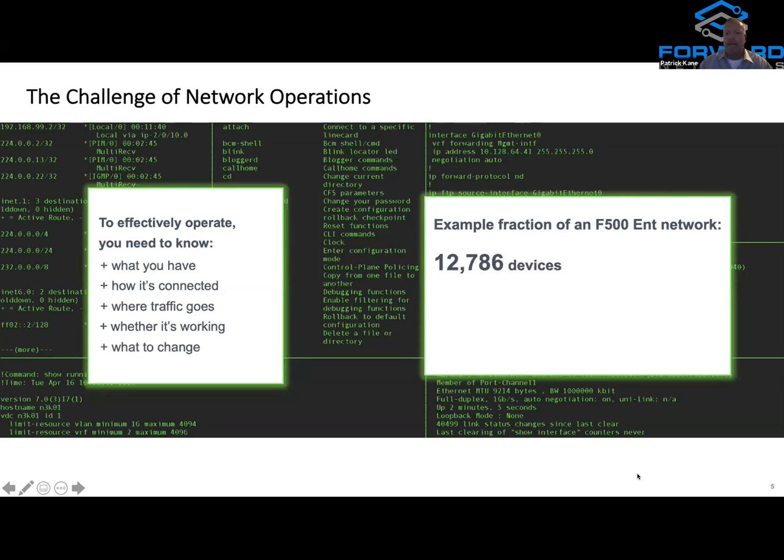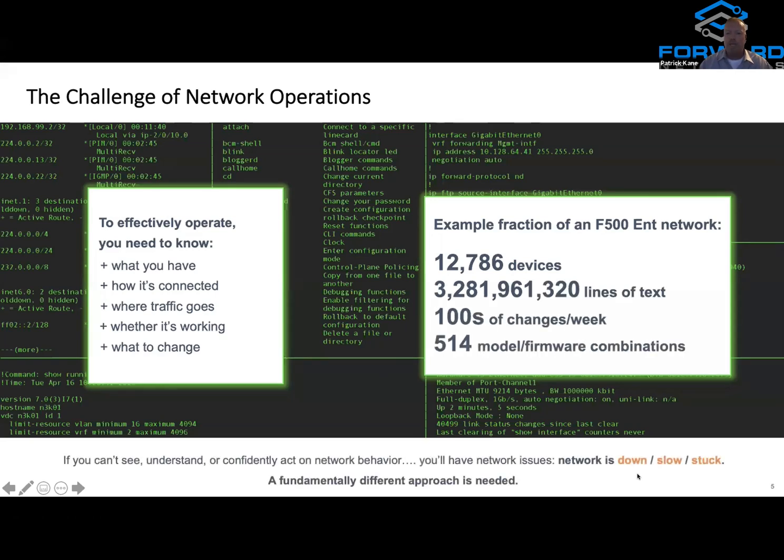This particular company had almost 13,000 devices, so let's round it up to 13,000 devices. Remember, we talked about the rules. In order to make these products work, you've got to give it rules. Oh, maybe a few million rules. Almost 3.3 billion lines of text in order to operate their network. And then you can see the different changes, firmware, etc.